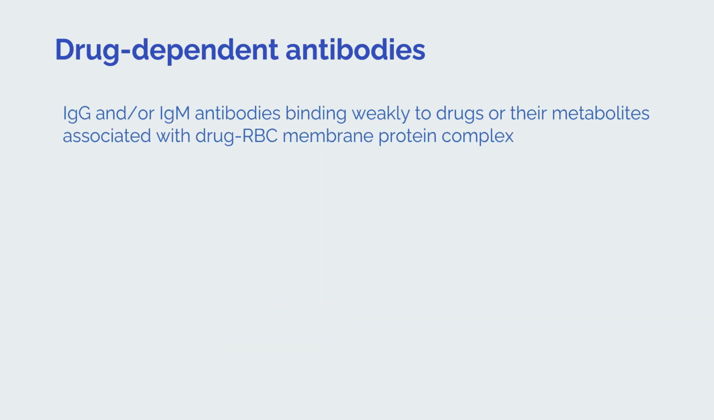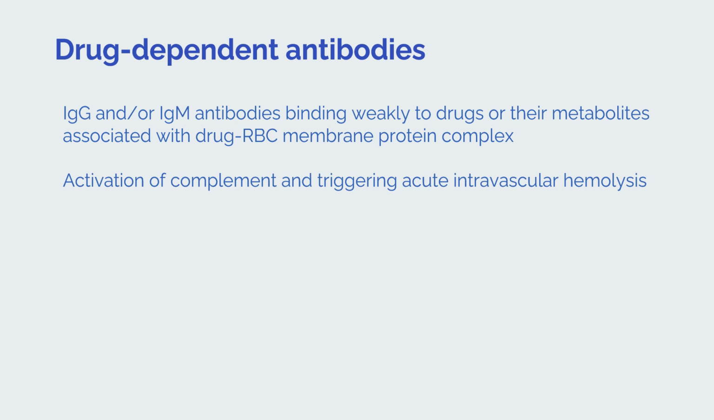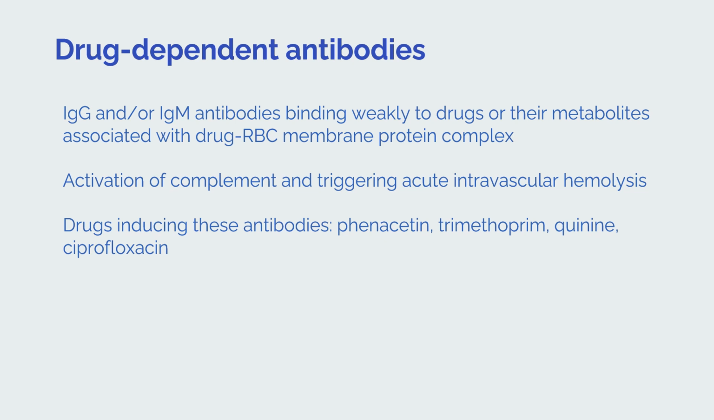Examples of drugs that elicit these antibodies include penicillin and cyclosporin. The latter subtype includes IgG and/or IgM antibodies that bind to drugs or their metabolites weakly associated with a complex of drug and RBC membrane proteins. These antibodies activate complement and trigger acute intravascular hemolysis. Drugs like phenacetin, trimethoprim, quinine, and ciprofloxacin can induce this subtype of antibodies.